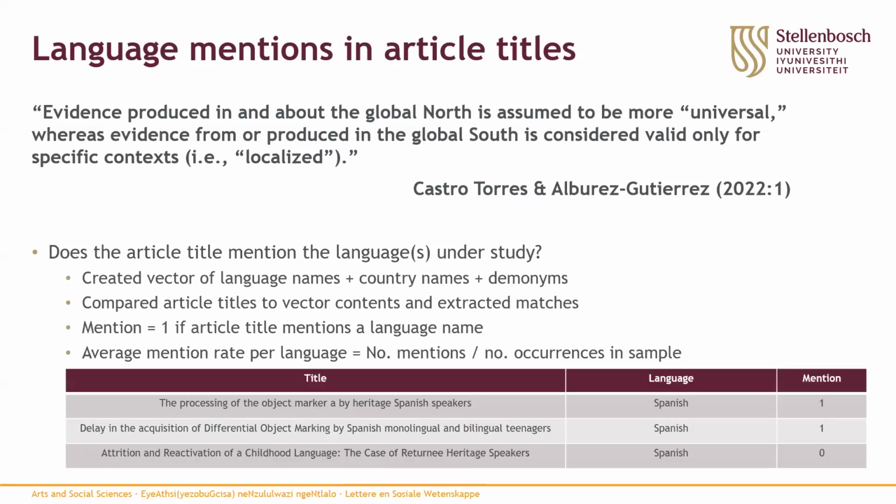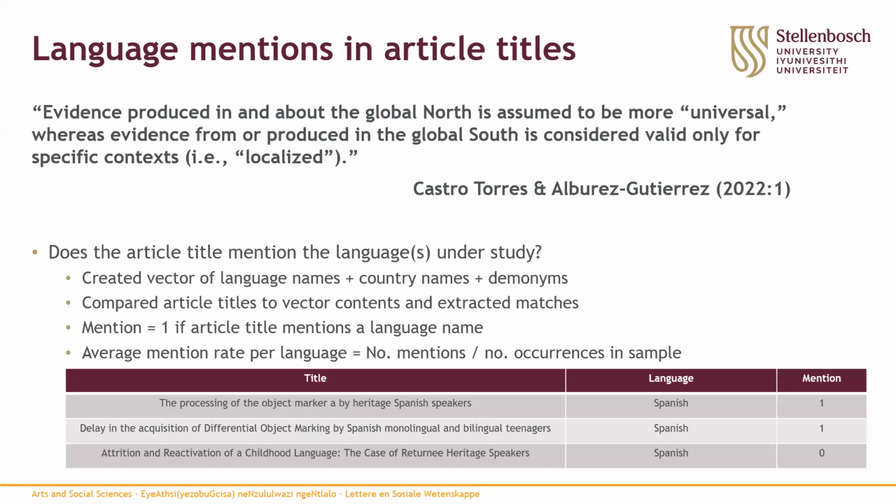table at the bottom of this slide, say we've got 3 papers here that are focused on Spanish. In two of those, the first two rows, Spanish is actually mentioned in the paper title. In the last row, Spanish is not mentioned. So if we want to calculate a mention rate here, we've got 3 studies on Spanish. 2 of them mention Spanish in the title. That's a mention rate of 66%, let's say, just for example, right?